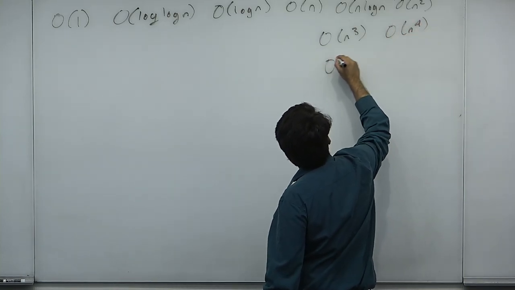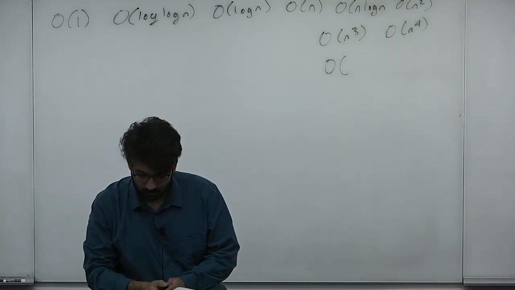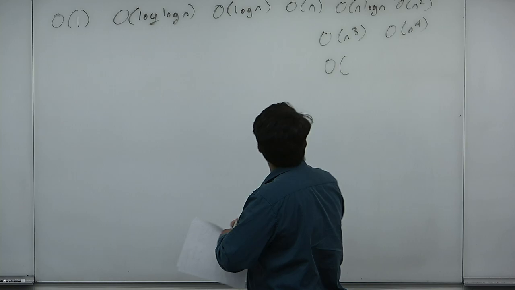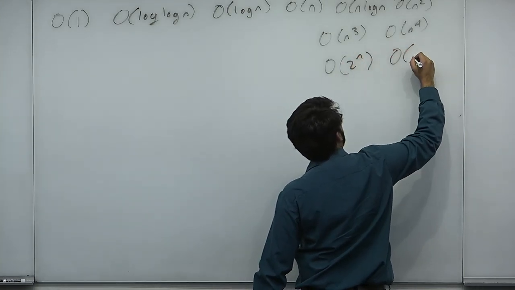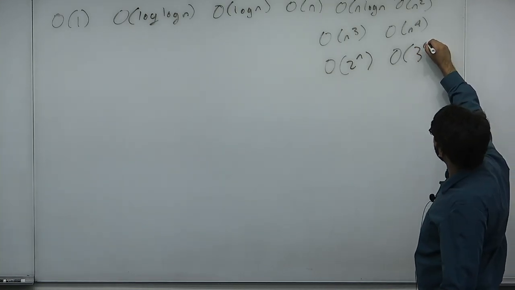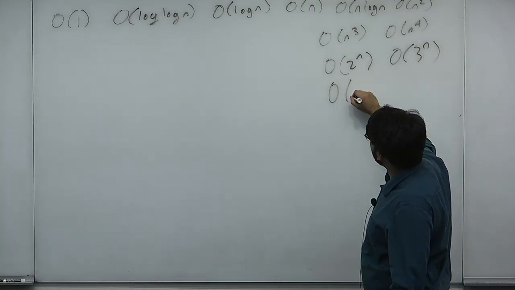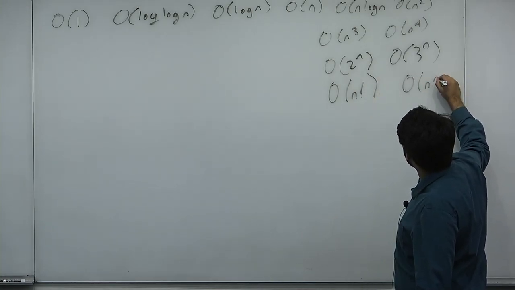Then we have O of, man. Yes. There's a couple others in there. For simplicity, we'll say 2 to the n. We have O of, what's another one that's bigger than 2 to the n? Does anyone know? 3 to the n? Yeah. N factorial? N to the n? Those are like, if you have algorithms at this runtime, that's not good.